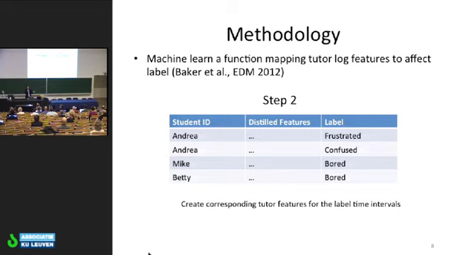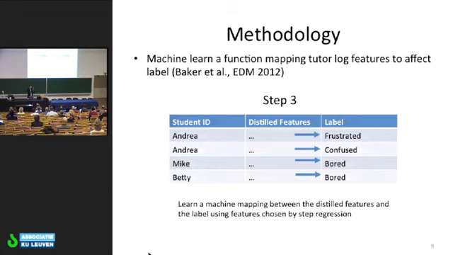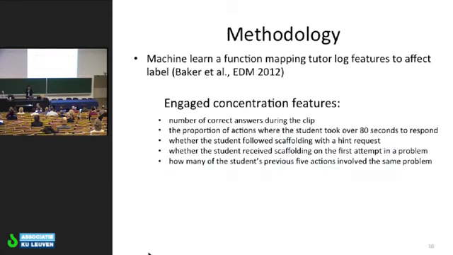Step 2 is to create corresponding tutor features for the label in that time interval. I'll show you what those features look like. But step 2 is to fill this table in with features, and this could be 5 features, it could be 40 features, and then learn that mapping of those features to the label from our sample set of 229 students. So here are some example features that were chosen using stepwise regression. We use stepwise regression to keep adding the most significant features for prediction until adding a feature no longer improved our fit. Then we take those features and include them in the more complex classifiers to label the affect. So the feature selection was done with stepwise regression, is what I should say.